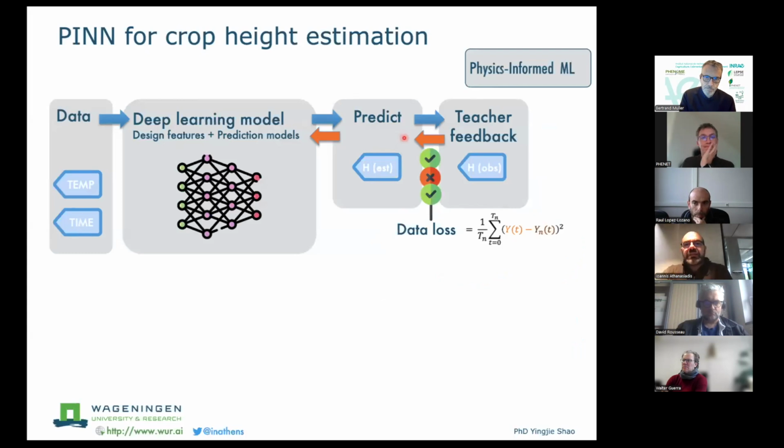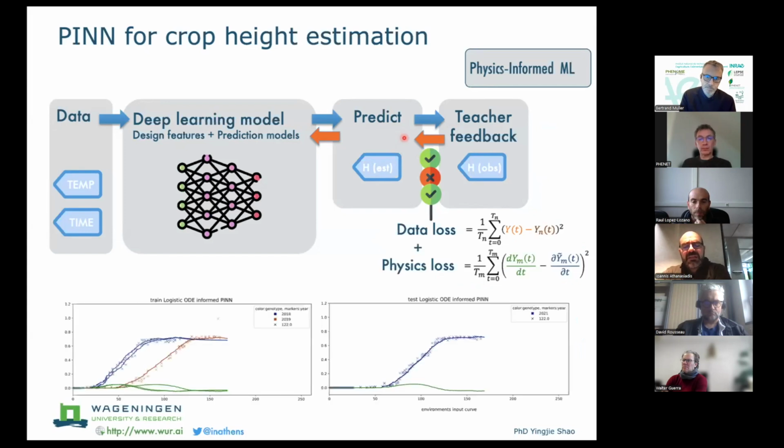So the first one is to employ physics-informed neural networks for estimating crop heights. That's work we're doing with a PhD student here in Wageningen, where we employ a deep learning model to predict the height of different wheat cultivars. And here at the bottom, you see some results. We do that not only by giving it teacher feedback from the observations, but also by using the knowledge of the domain in the form of physics laws that help improve the training process of these deep learning models so that they produce physically plausible solutions.